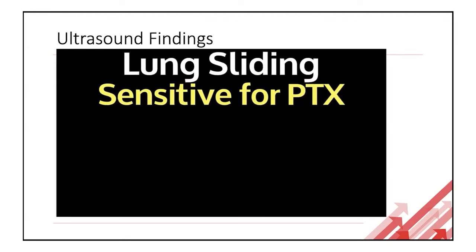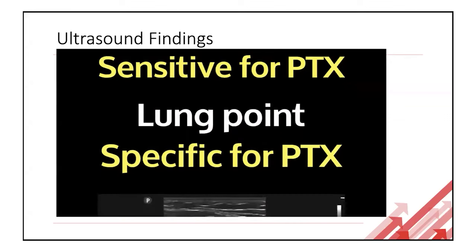Lung sliding is very sensitive for pneumothorax, meaning it's very good at ruling out a pneumothorax. If you see lung sliding in an area, there's no pneumothorax. However, it is not very specific. There is, however, an ultrasound finding that has been thought to be very specific for a pneumothorax, and that's something called a lung point.